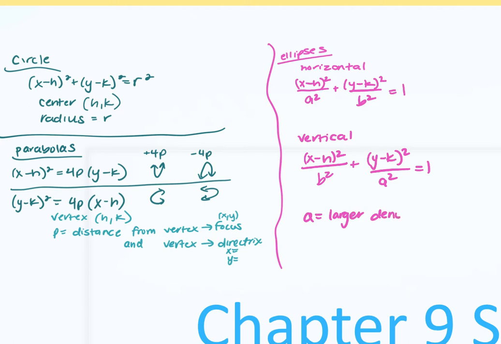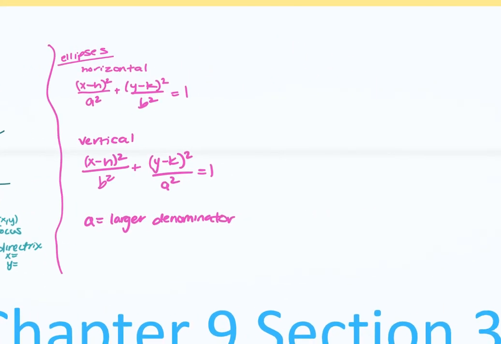When you say order doesn't matter, what does that mean? That means I could have the x or the y first or second. It doesn't matter. What matters is which one has the bigger denominator. That's what determines if it's vertical or horizontal. You're going to see today when we get into hyperbolas, order matters because there's a minus between them. And for all of this, your center is your h, k.